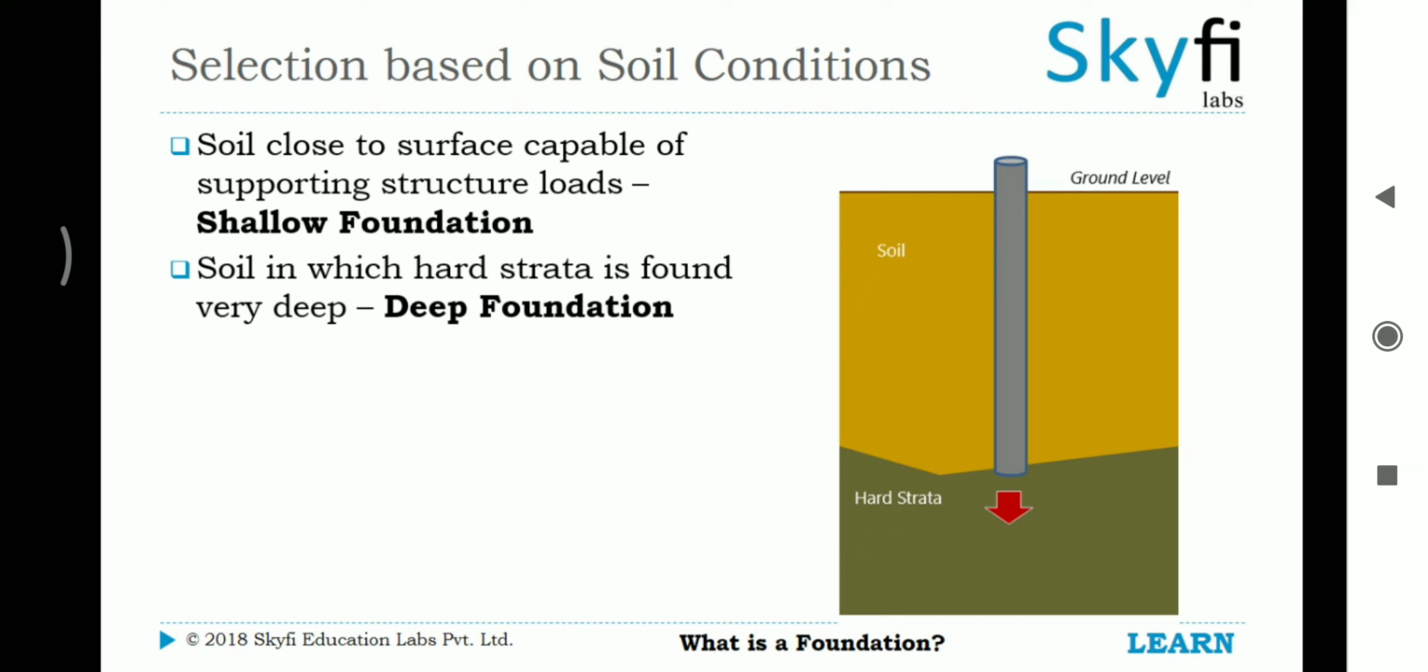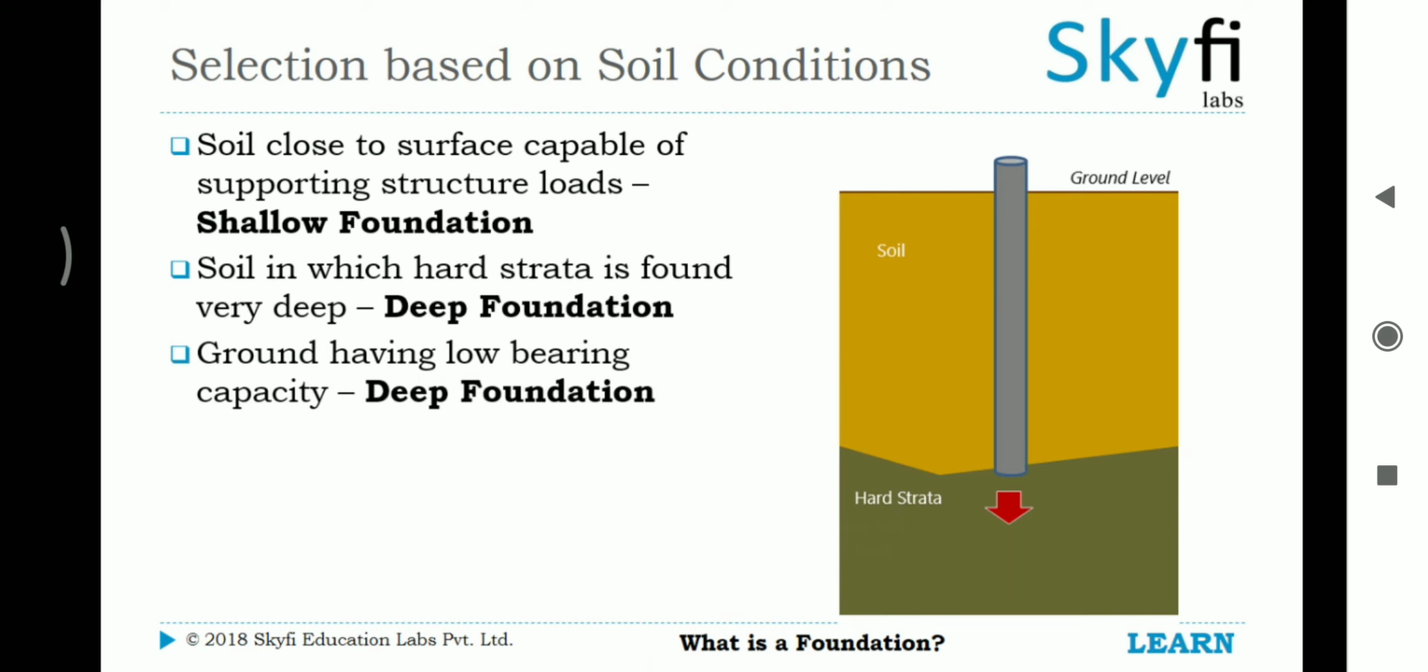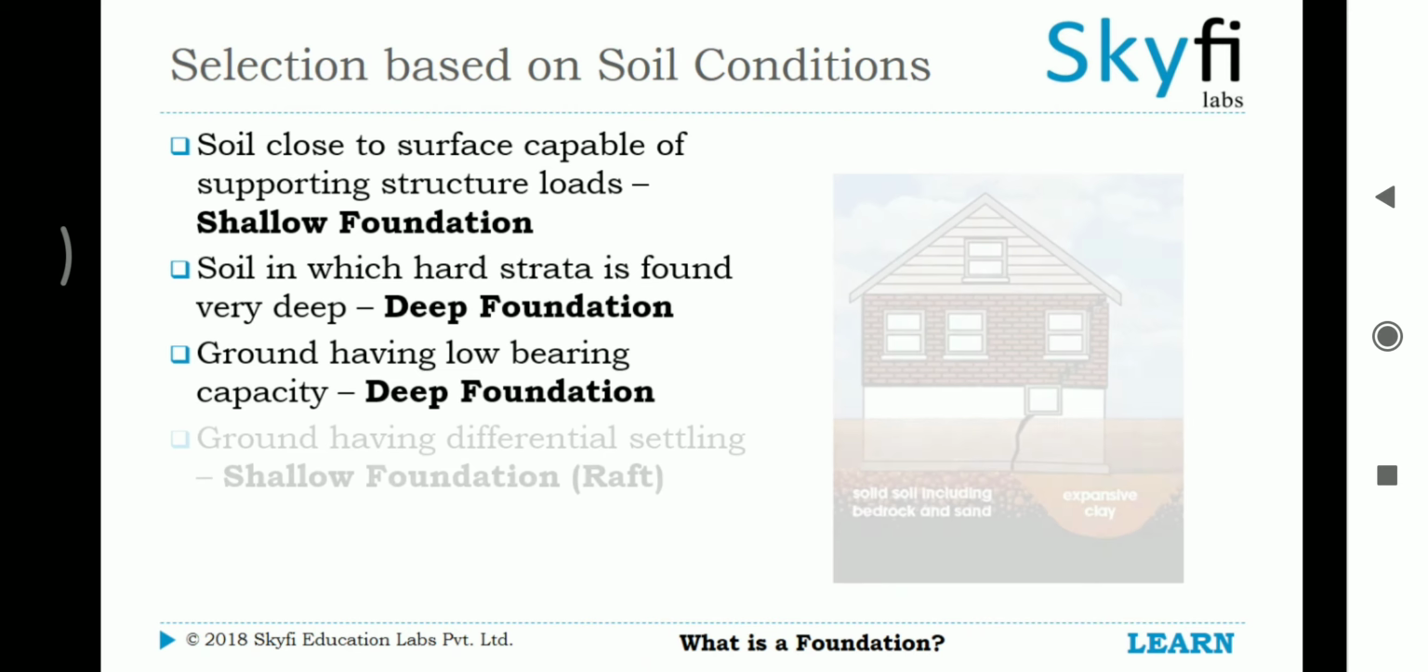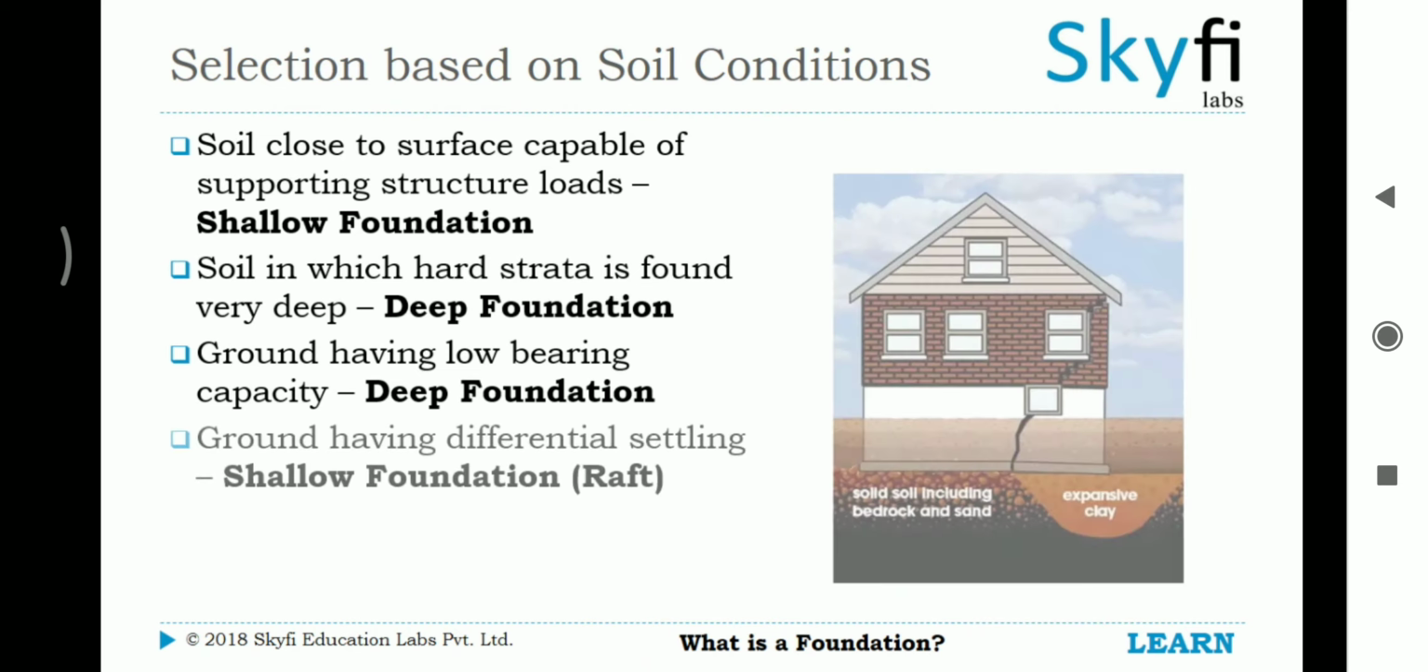So, deep foundations are suitable for such cases. When the ground has low bearing capacity, deep foundation is required at that place, whereas, uniform stable ground, needs relatively shallow foundation. In grounds having differential settlement over the building plan, shallow, mat foundations are employed. This enables a common platform for all the columns.